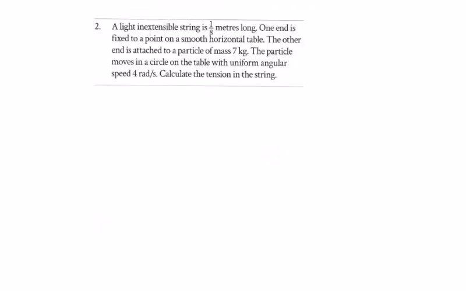In question 2, the string is 1/8 meters long, so 0.125 meters, 1/8. And we have the same diagram. Again, the radius will be 0.125. The mass is 7 kilograms. I'll put in the 7g, we don't need it in this question. It's on the table, and it's going around in a circle around the center point, like this, in this direction.